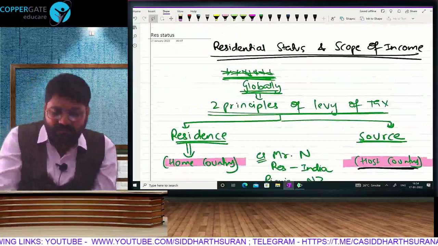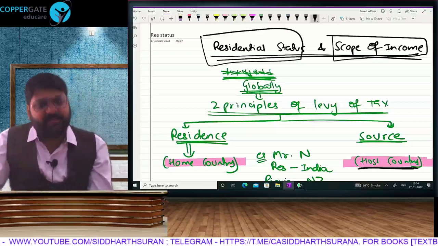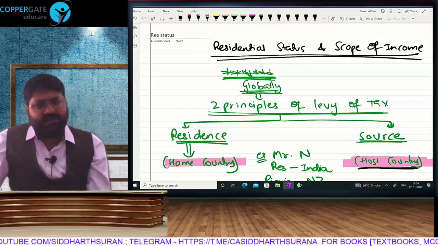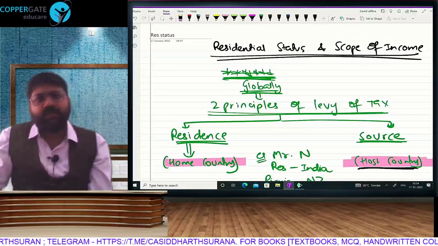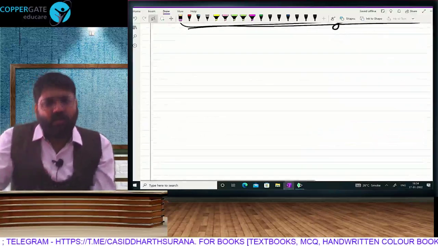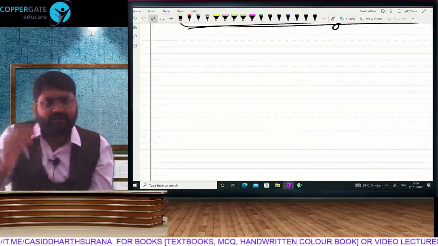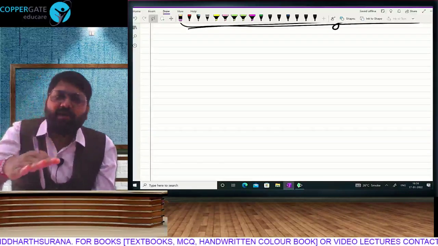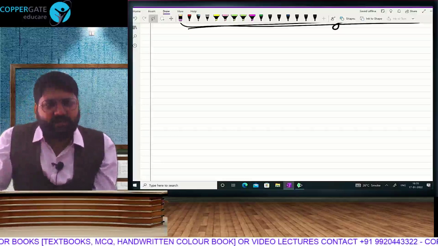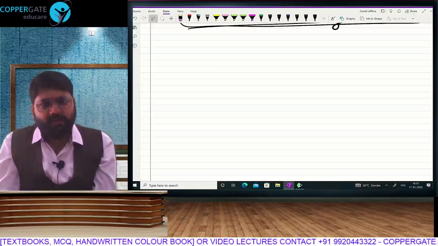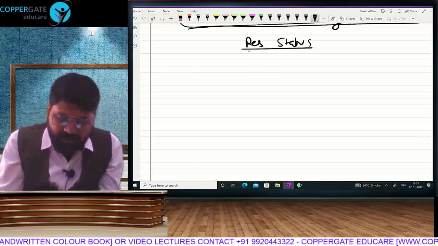If you want to know the section number, scope of total income is given in section 5 and residential status is given in section 6. If in case you are interested in knowing the section number, section 5 and section 6. Residential status is section 6 and scope of total income is section 5. But as I have told you, at your level, till the time you understand the provision and you are able to solve sums on residential status or computation of income, section numbers are moderately important. If at all you have to learn any section number, I will tell you to learn that section number. Otherwise, focus on the concept. Okay. So, we are first going to study the first part of the chapter, that is residential status.